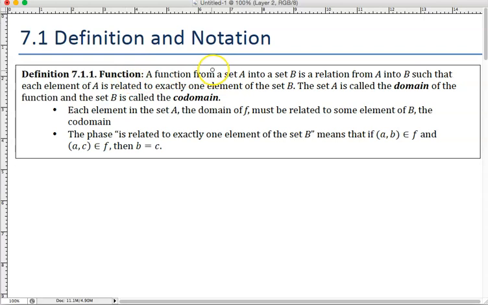A function from a set A into a set B is a relation from A to B, such that each element of A is related to exactly one element in B. That's what makes it a special kind of relation: each element of A is related to exactly one element of the set B. That's a condition we need for it to be a function. The set A is called the domain of the function. Set B is called the codomain of the function.